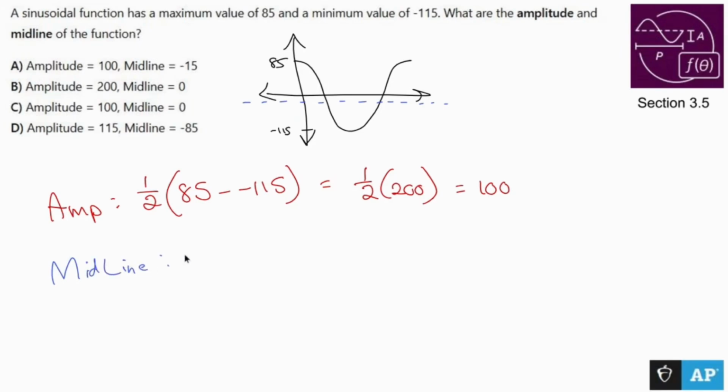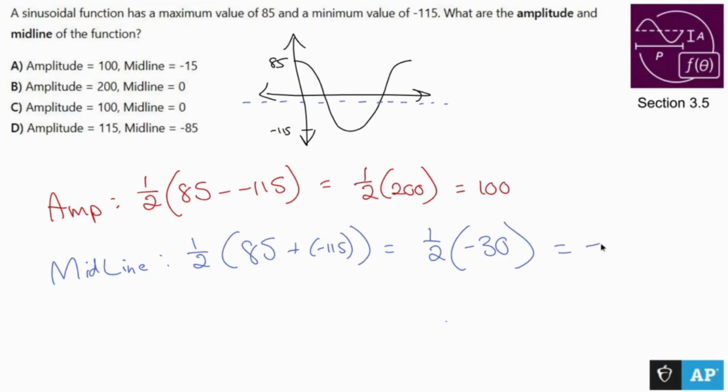Well, very similar. It's going to be 1/2 of your maximum plus your minimum. So 85 plus negative 115 is negative 30. Half of negative 30 is negative 15. Amplitude's 100. Midline is y equals negative 15.